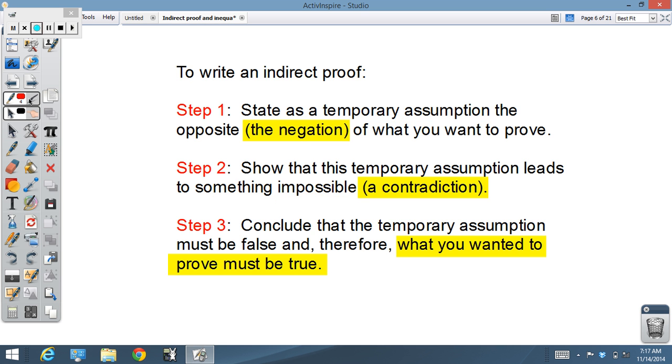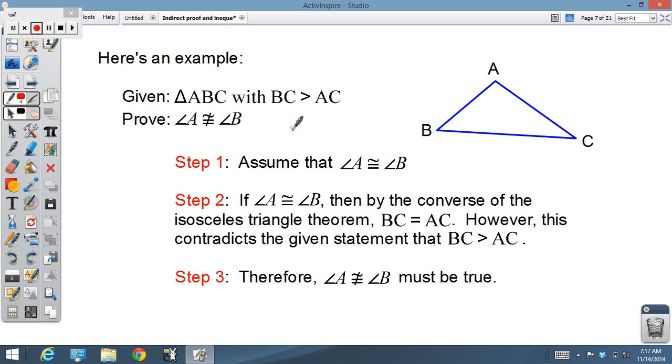Let me give you a specific example here. We've got a triangle ABC, and what we know is that BC is greater than AC. That's a given. So BC is longer than the other one, AC. To do an indirect proof, if we want to prove that angle A is not congruent to angle B, so we're trying to prove that this is not the same as this, what we're going to do in an indirect proof is assume they are the same. Assume that those two angles are congruent.